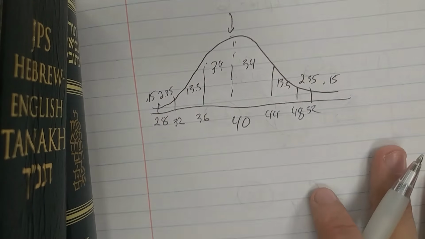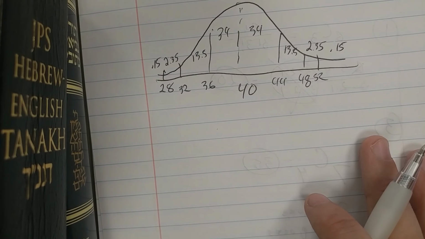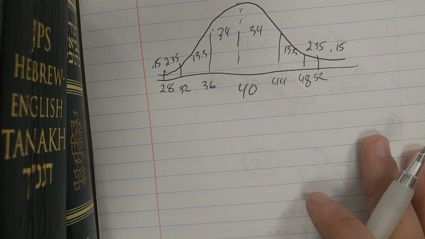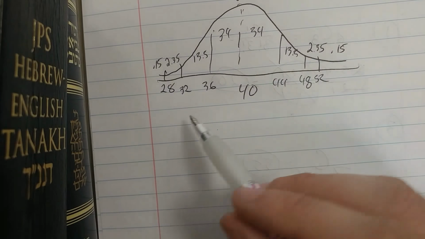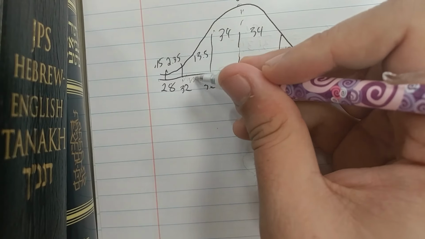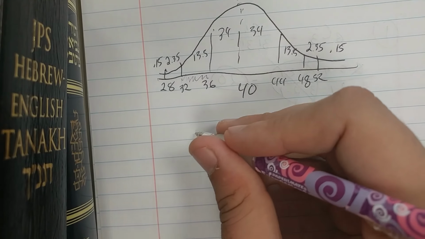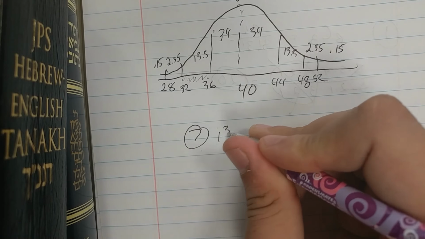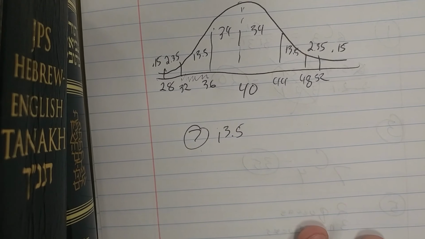Okay, so that's how you fill out the curve. Let's do number 7. Number 7, what is between 32 and 36? So we could actually look at 32 and 36. We need this area right here. That is just 13.5. So for number 7, it is 13.5. But what happens if it's not on the curve?